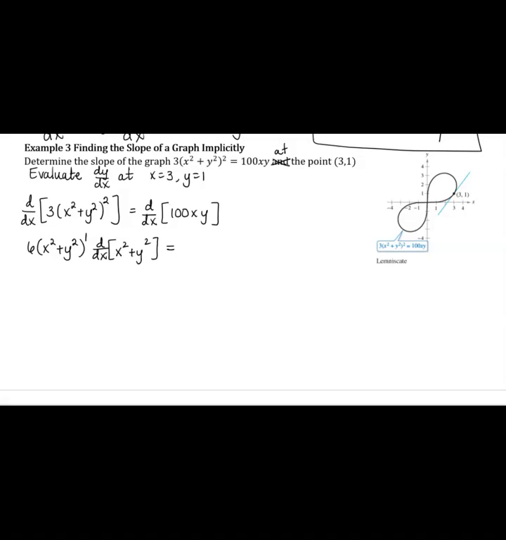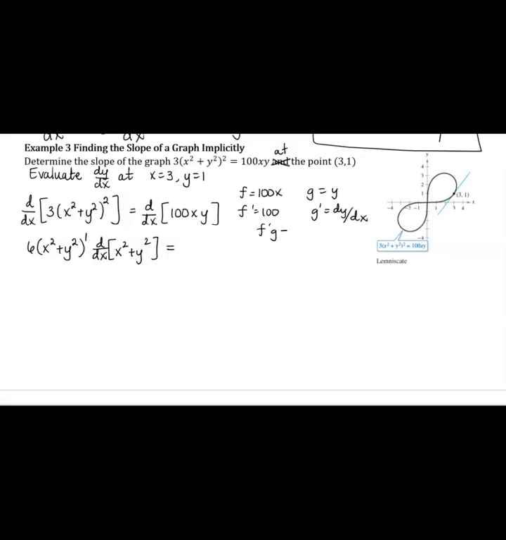On the other side of the equation, we're taking the derivative of 100xy. This is a product, so I'm going to do a product rule over here and say that f is the first factor of 100x and g is the second factor of y. F prime would then be 100, and the derivative of y is dy dx.